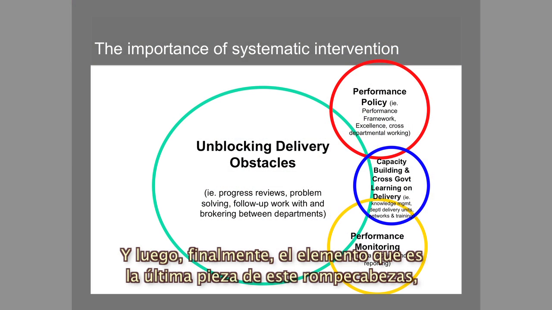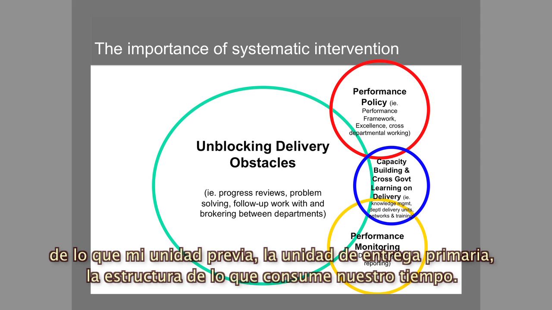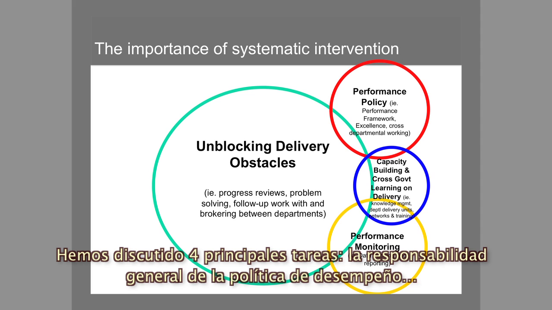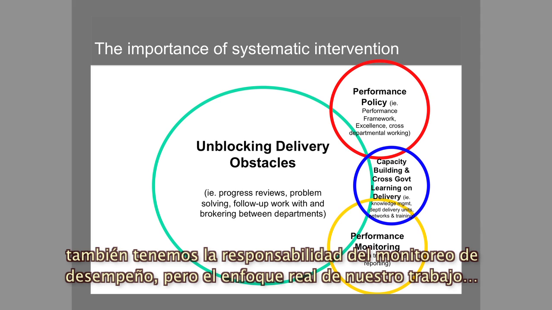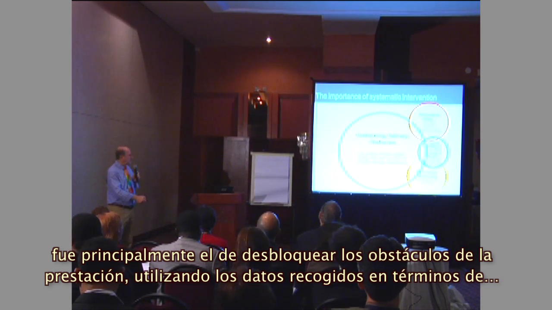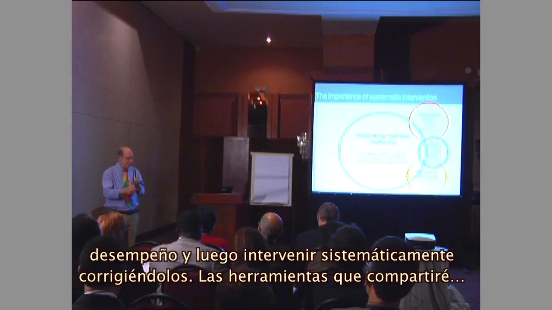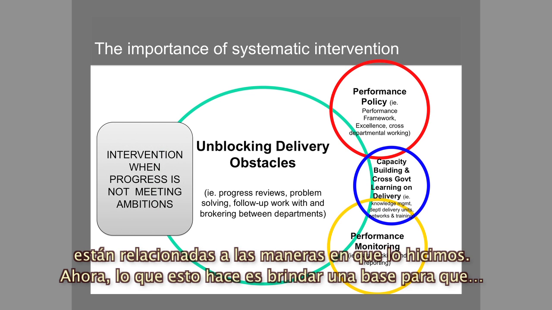And then finally, the final piece of this jigsaw is a view that delivery is enhanced by systematic intervention. What you have there is just really an indication of the structure of what it is my previous unit, the Prime Minister's Delivery Unit, spent our time on. We had four major tasks. We had overall responsibility for the performance policy and the way in which those four elements from that first slide came together. We also had responsibility for capacity building across government departments. And we also had responsibility for monitoring performance. But the real focus of our work was primarily about unblocking delivery obstacles, using the data that we'd collected in terms of performance, and then systematically intervening to do something about it. And the tools that I'll be sharing with you this morning are all about ways in which we did that.